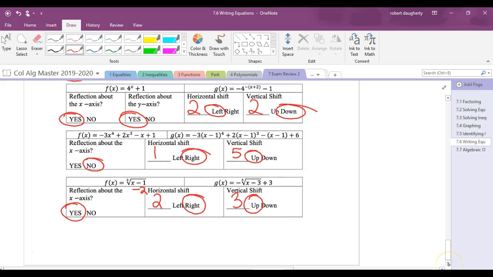Okay, so this is the section of information, like graphically writing equations or looking at equation shifts for everything we did: parent functions, polynomials, and exponentials.